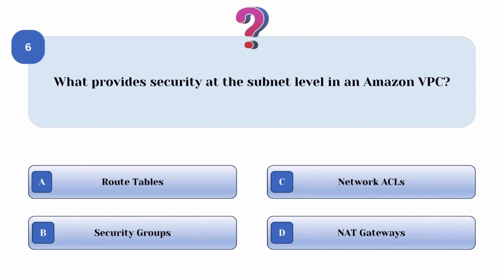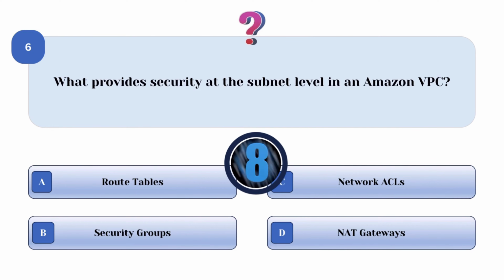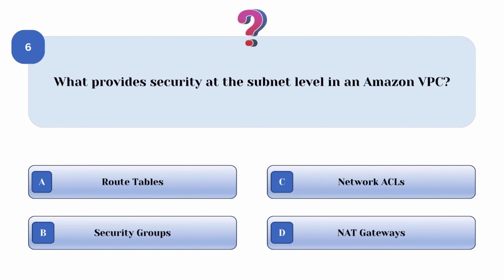What provides security at the subnet level in an Amazon VPC? Correct answer: Network ACLs. Explanation: Network ACLs control inbound and outbound traffic at the subnet level.